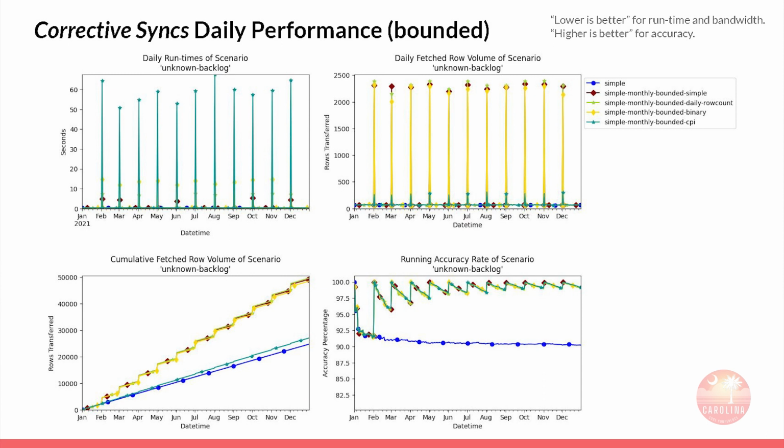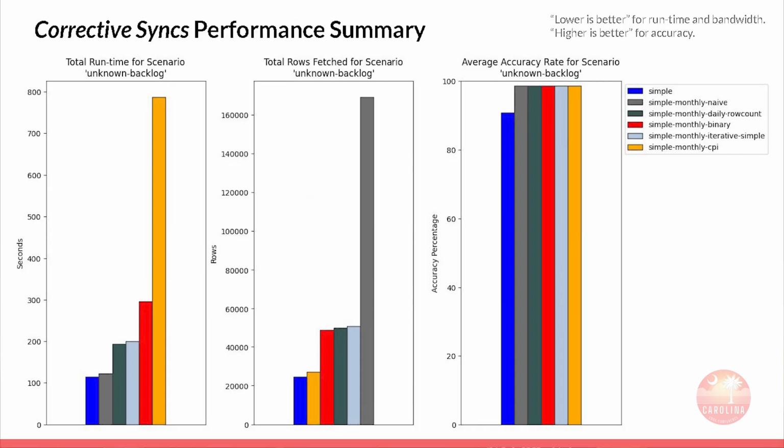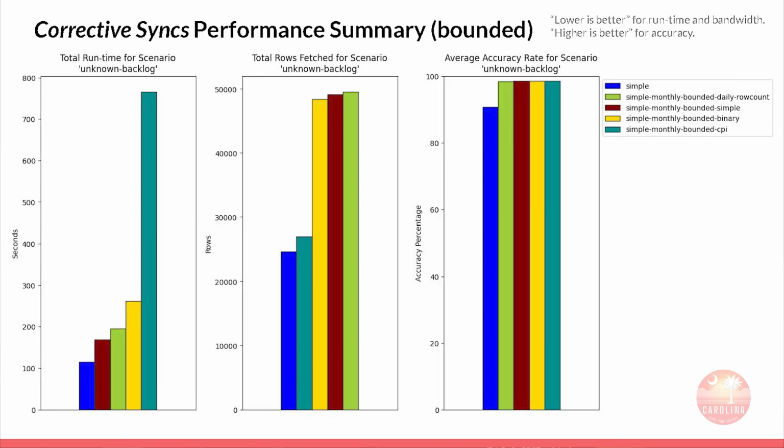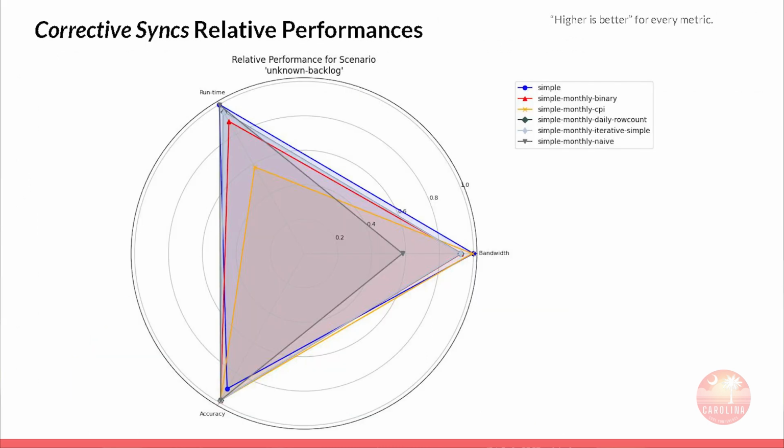Here's the bounded version. It's quite similar, but there's that ceiling on the runtime and everything. And here are those graphs. Here's where things get interesting. CPI sync obviously being the outlier here, the naive sync being terrible in bandwidth. The bounded variations somewhat moderate those outliers. And here are the relative performances put onto the same graph. So you can see quite clearly which ones are terrible and which ones are good.